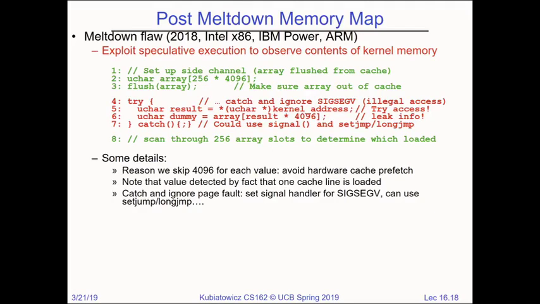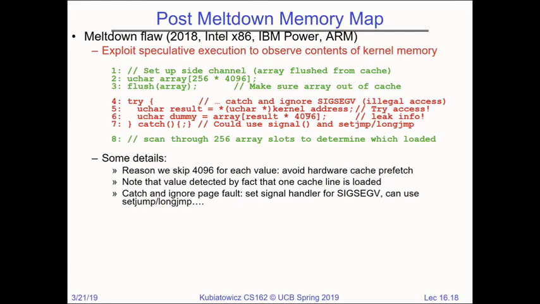Okay, and then later, the fact that I flushed it here and one out of 256 values came back and I used that to load the array means that one entry in that array is fast because it's in the cache, and the rest of the entries are slow because they're not.